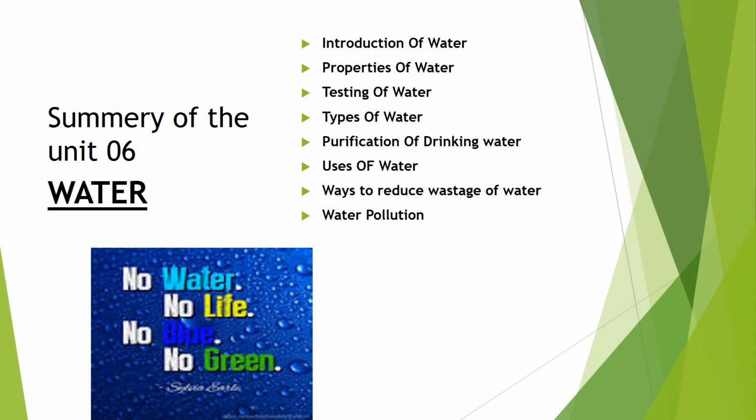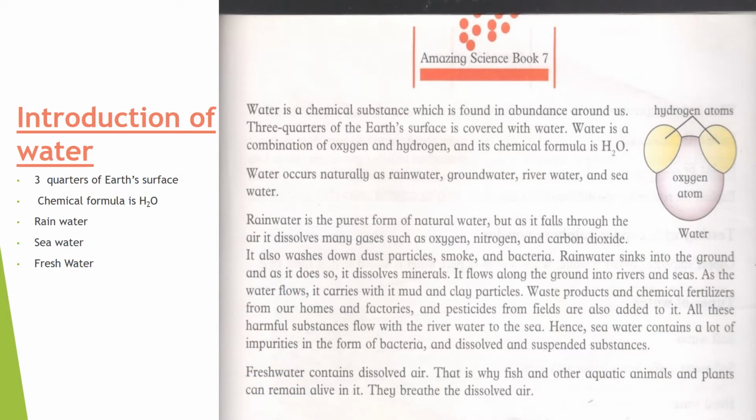In this chapter, we will know the importance of water, introduction of water, properties of water, testing of water, types of water, purification of drinking water, uses of water, ways to reduce the wastage of water. And what is the introduction of water? Water is a chemical substance which is found in abundance around us.